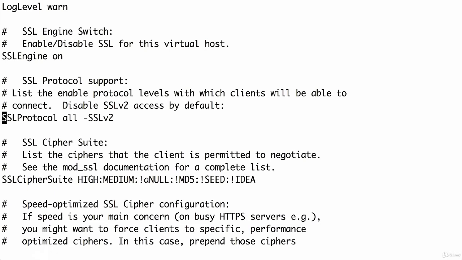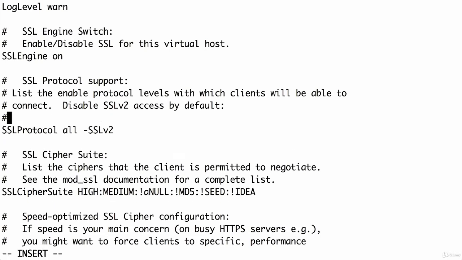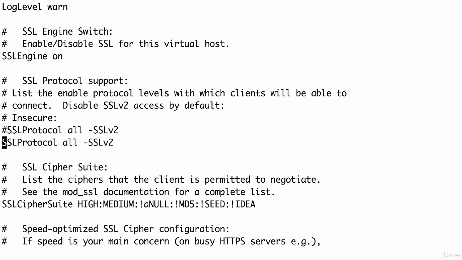And when we get here, I'm just going to put in a comment. By the way, comments start with a # in this particular file. And I'm just going to say, this is the insecure version. And I'm going to comment out that insecure version. I'm actually going to make a copy of that line and add just one more bit of information here. And that is to disable SSL v3. So we'll go ahead and save that.